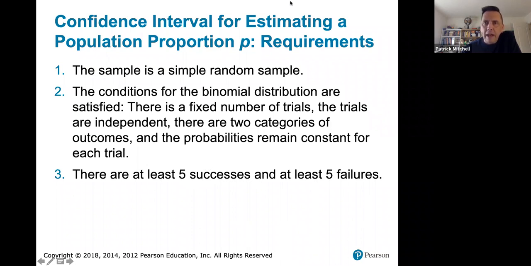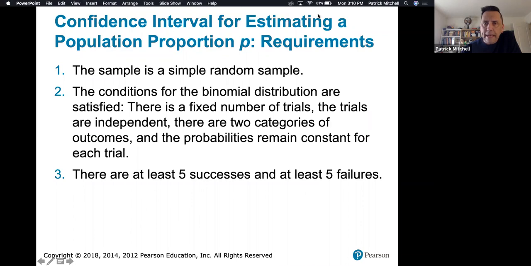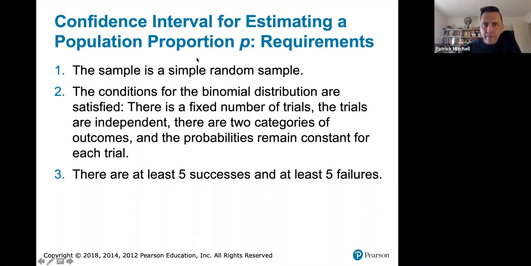This is just another way of saying what we said in the normal approximation to the binomial section. So at least 5 successes is just another way of saying n times p is at least 5. And at least 5 failures is just another way of saying that n times q has to be at least 5. All right.